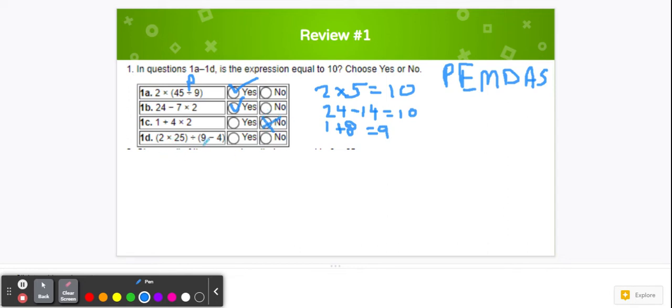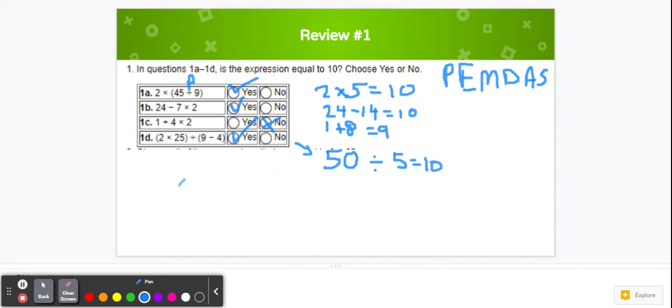And the next one, again, we're going to do what's in parentheses first, and then do what's not in parentheses. So 2 times 25, that is 50. And 9 minus 4 is 5. So those are my two parentheses. Now I'll go and do the division. And 50 divided by 5 is 10. So another one that is a yes.